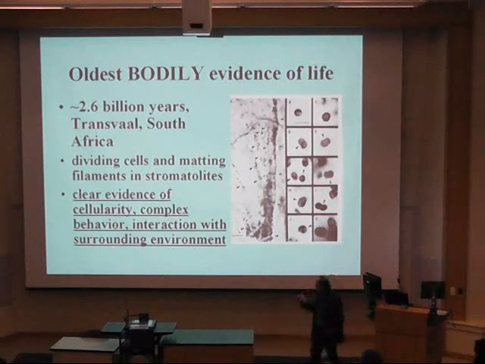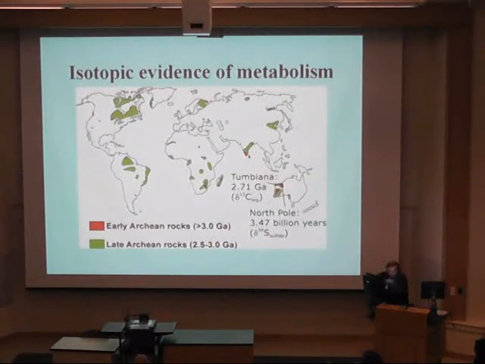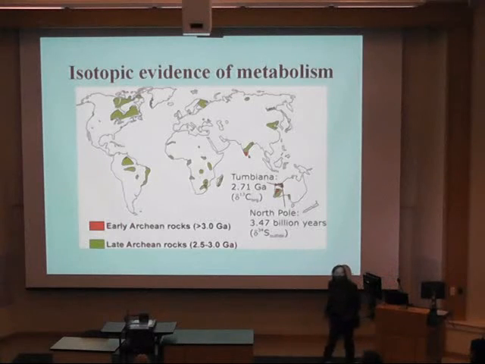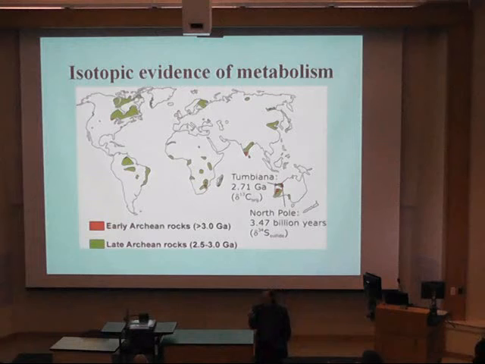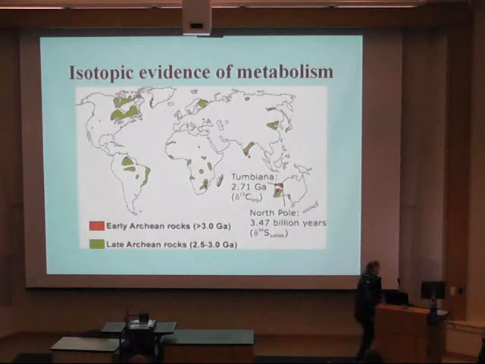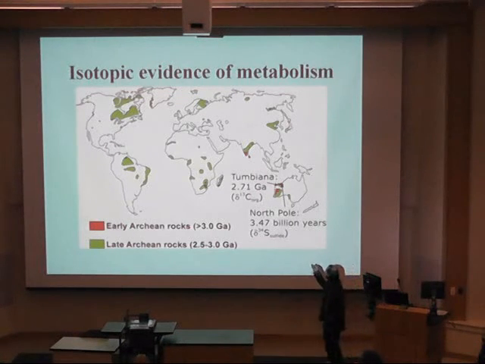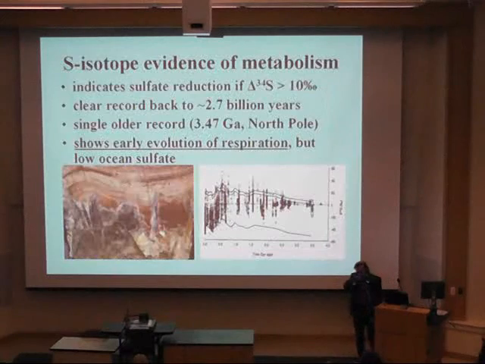So if you want to be picky about it, 2.6 is the oldest for sure and certain evidence of dead bodies. So, before we finish, let's just talk about what we can use atomic and molecular fossils for to work out how some of these things lived. We're going to look at isotopic evidence of metabolism from two different sets of rocks in northwestern Australia.